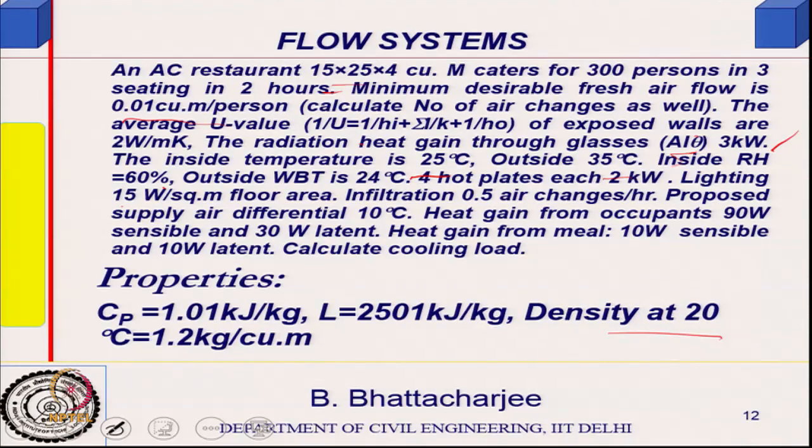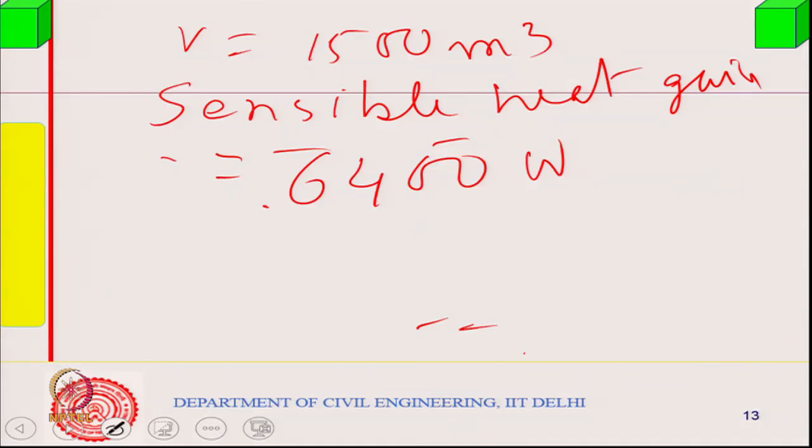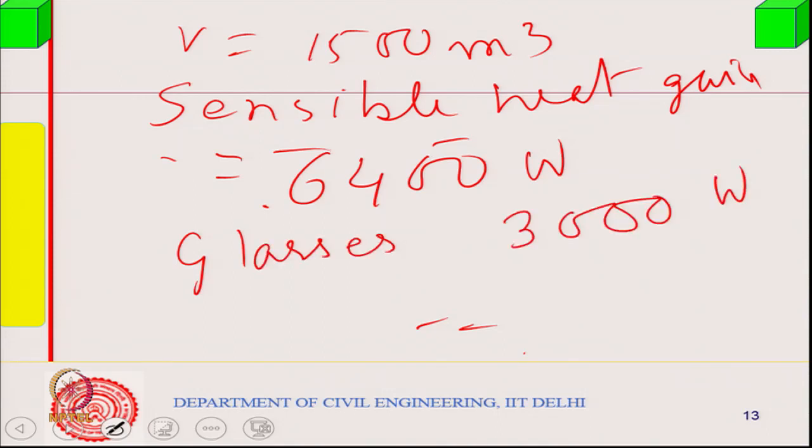Next, is there a glass area given? The amount of heat flow is also given, 3 kilowatt. Through the glasses, the radiation heat gain coming is 3 kilowatt. So, I just add that. Through glasses, 3000 watt, 3 kilowatt is already given.